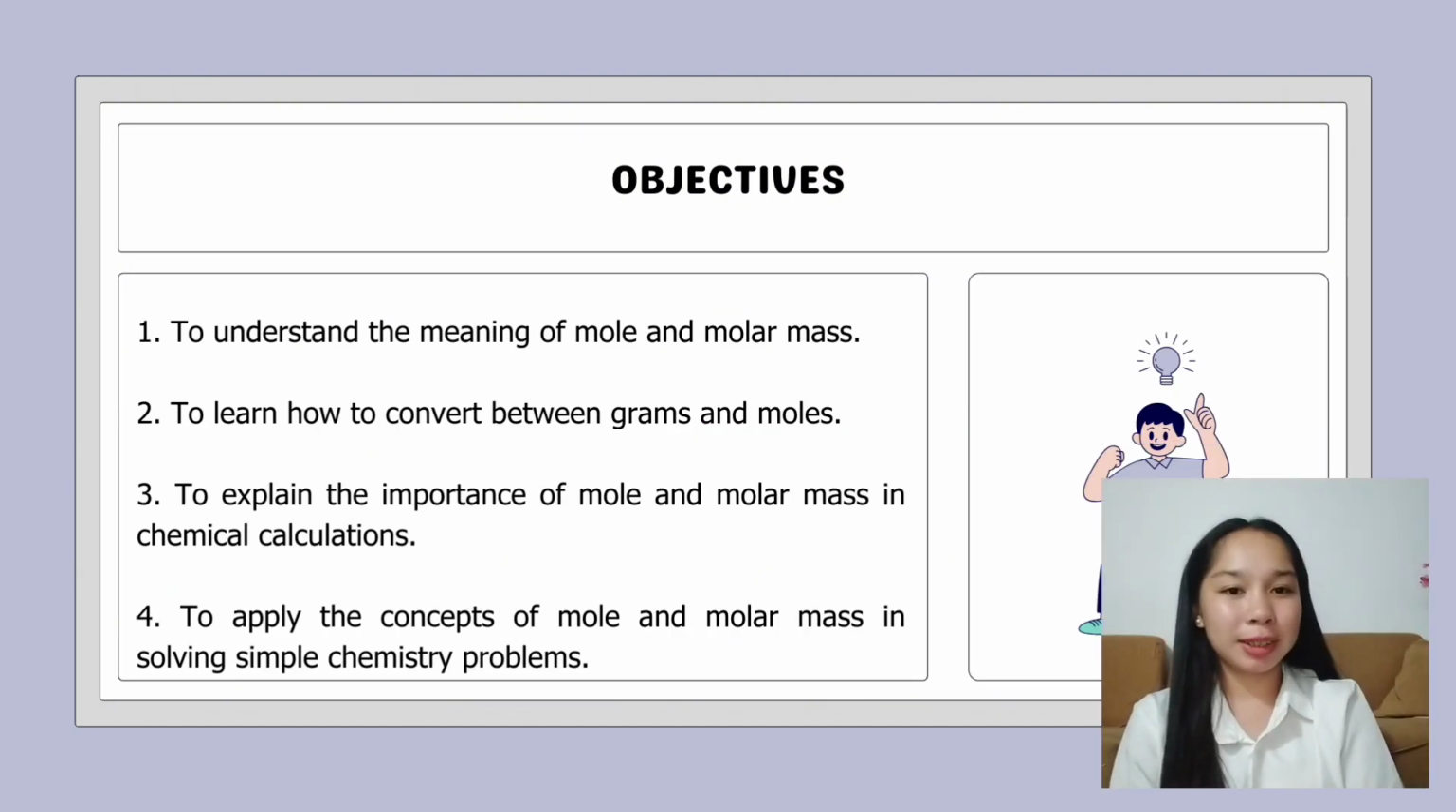Here are our objectives. First, to understand the meaning of mole and molar mass. Second, to learn how to convert between grams and moles. Third, to know the importance of mole and molar mass in chemical calculation. And last, to apply this concept in solving simple problems.